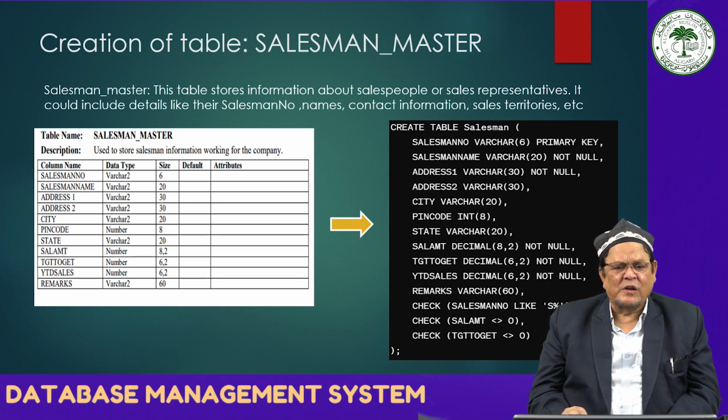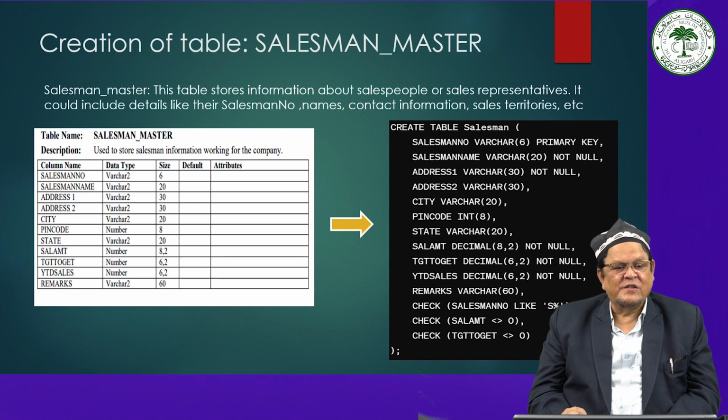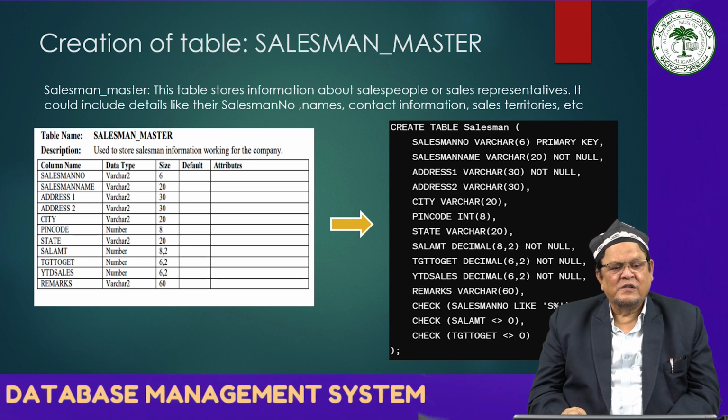And the data types are also given: varchar2, salesman name varchar2, address 1 varchar2, and the size is 20. Address 2 varchar2, the size is 30. City, the data type is varchar2 and the size is 20. Pin code is a number, the size is 8. State, varchar2, and the size is 20. So these are the attributes and the sizes given.